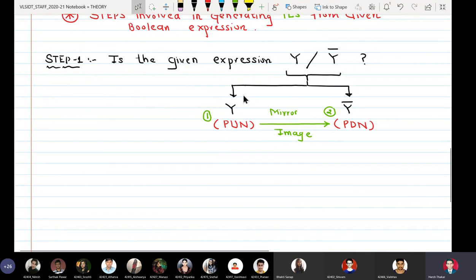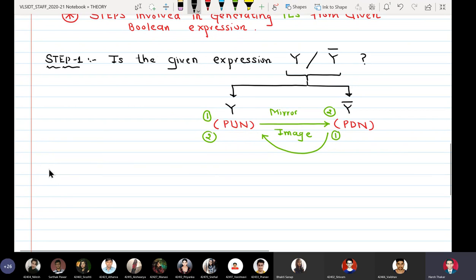If the given expression is y bar, then you have to reverse it. If the given expression is y bar, start with the pull down network, and then you take a mirror image and you get the pull up network. Now, is it possible that the given expression is y, but I should start from y bar? Yes, there is another rule for this.